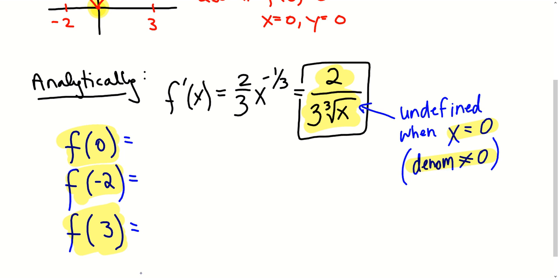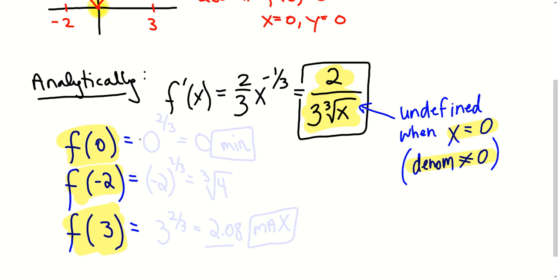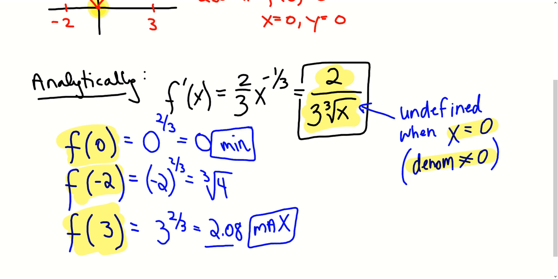And when I plugged in 0 into the function, I got 0 to the 2/3, which was 0. When I plugged in -2, I got the cube root of 2. I should have made that 2. We got a 0 there. When I plugged in a 3, we got 3 to the 2/3 power. I wanted to know what that was, so I got out my calculator.